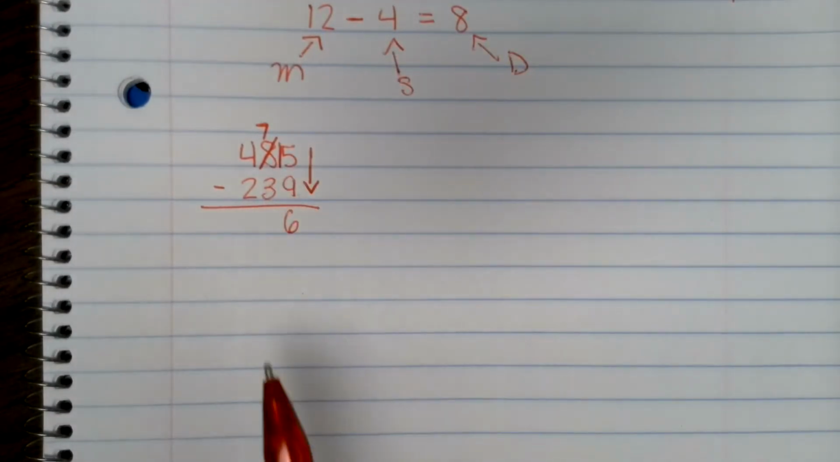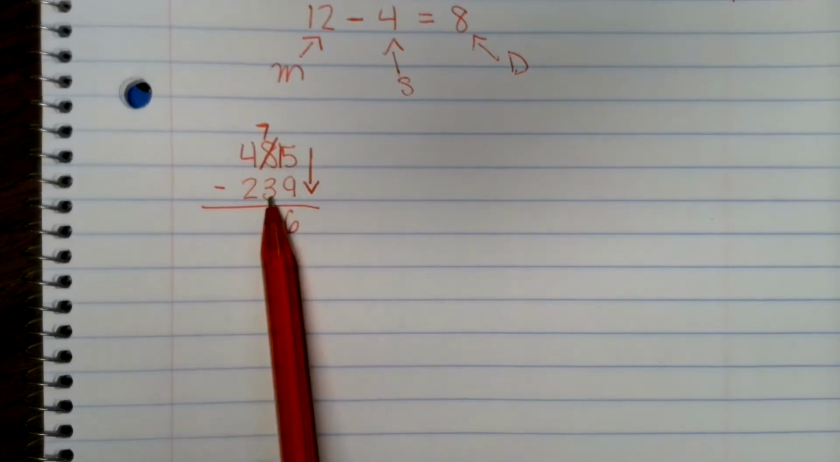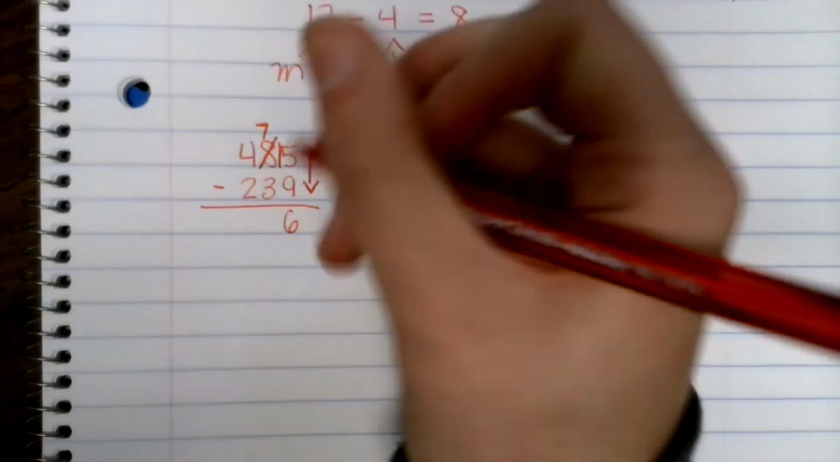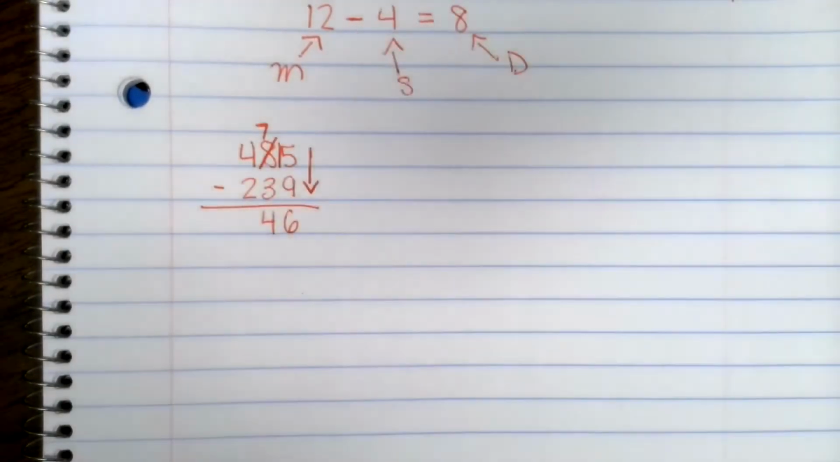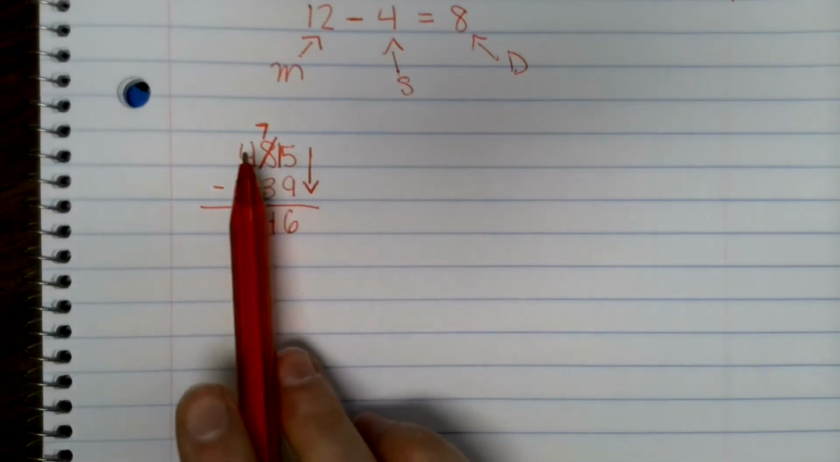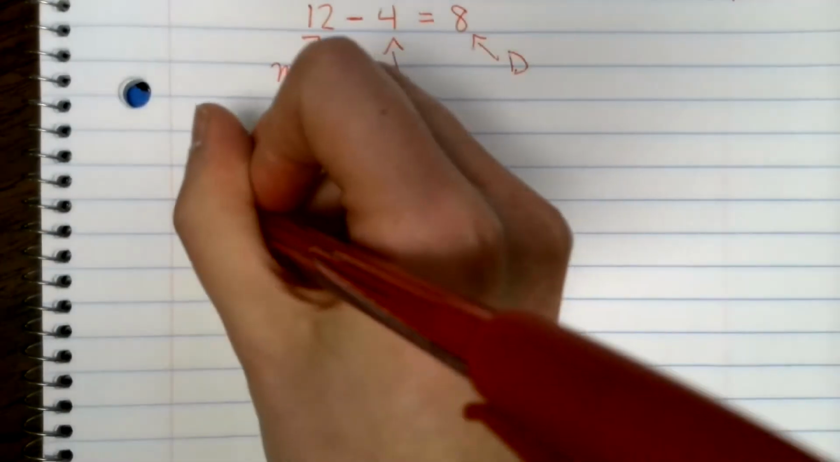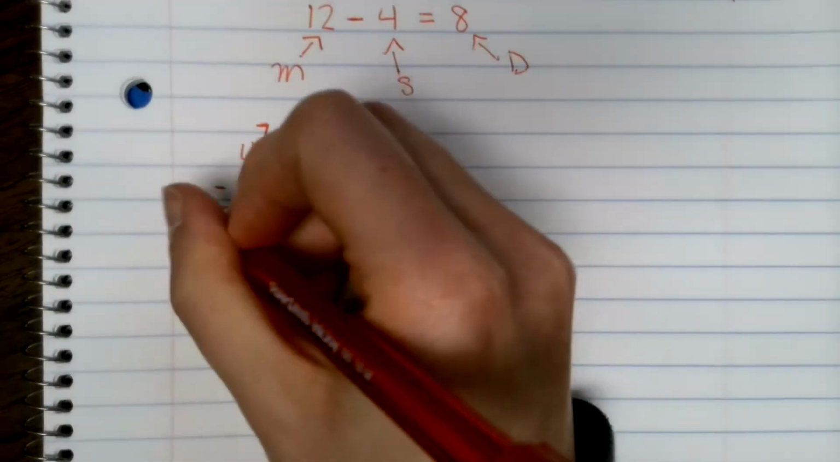Now I can move to the tens column. 7 minus 3. Is that possible? If I have 7 pencils, can I give 3 away? Yeah, and I would have 4 left. And then I can move to my hundreds column and do 4 minus 2, which is 2. So my final answer here is 246.